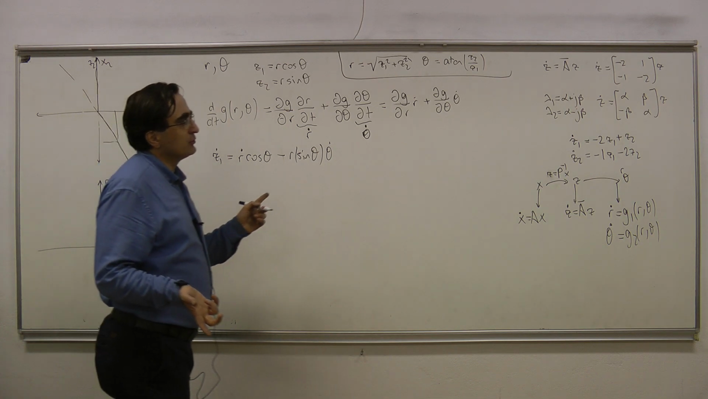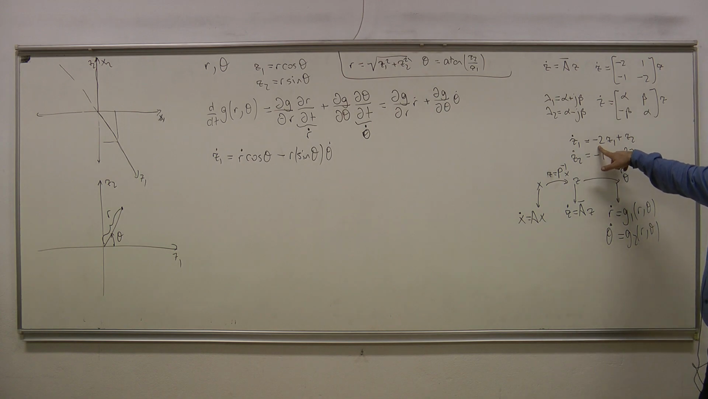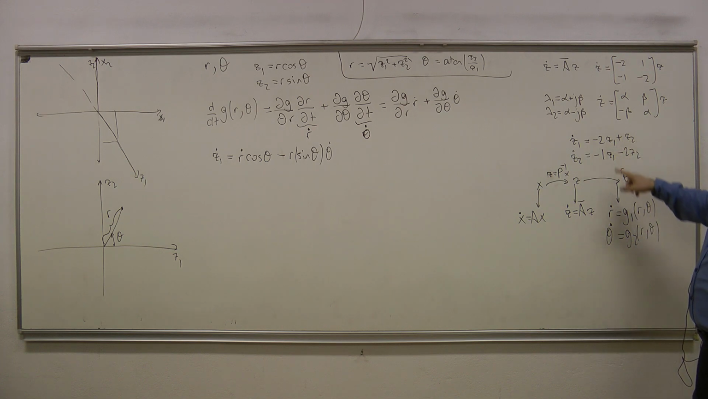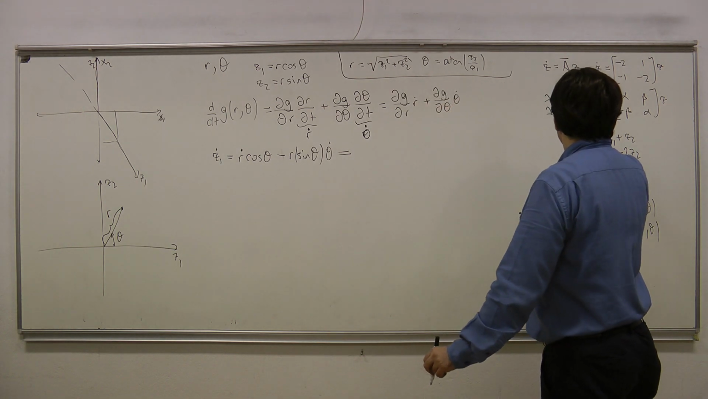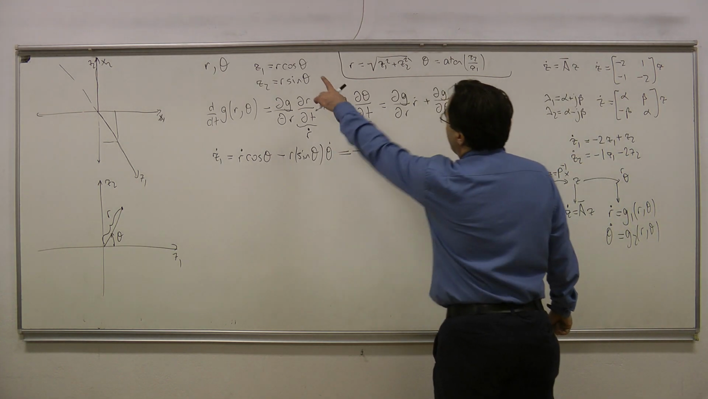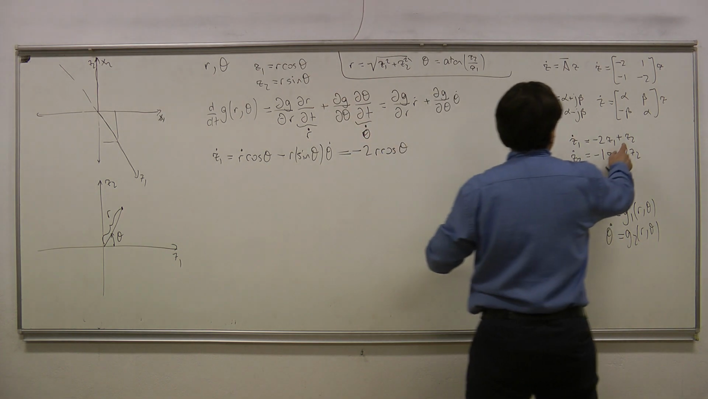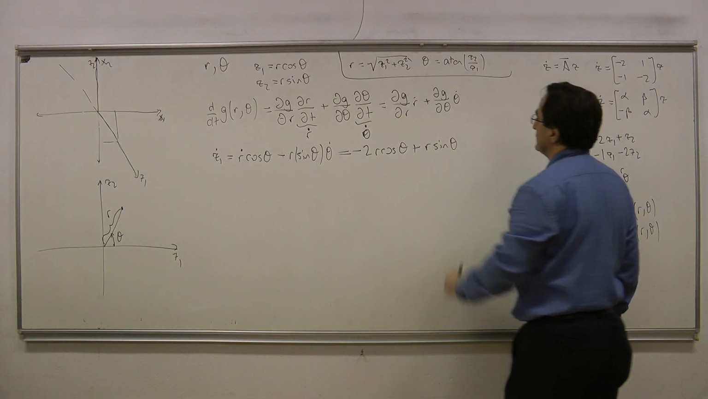Now what I would like to do is to use the equation that I have obtained as well. As you see, it says that z1 dot is at the same time equal to minus 2z1 plus z2. So this thing should be equal to minus 2 times z1. z1 is r cosine theta plus z2. z2 is r sine theta.